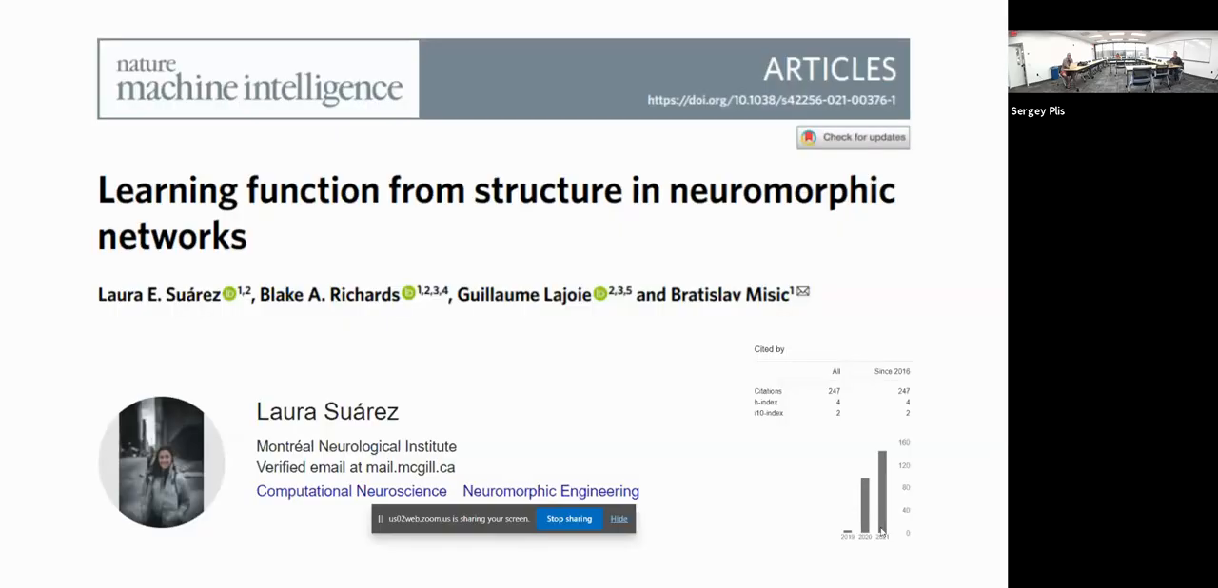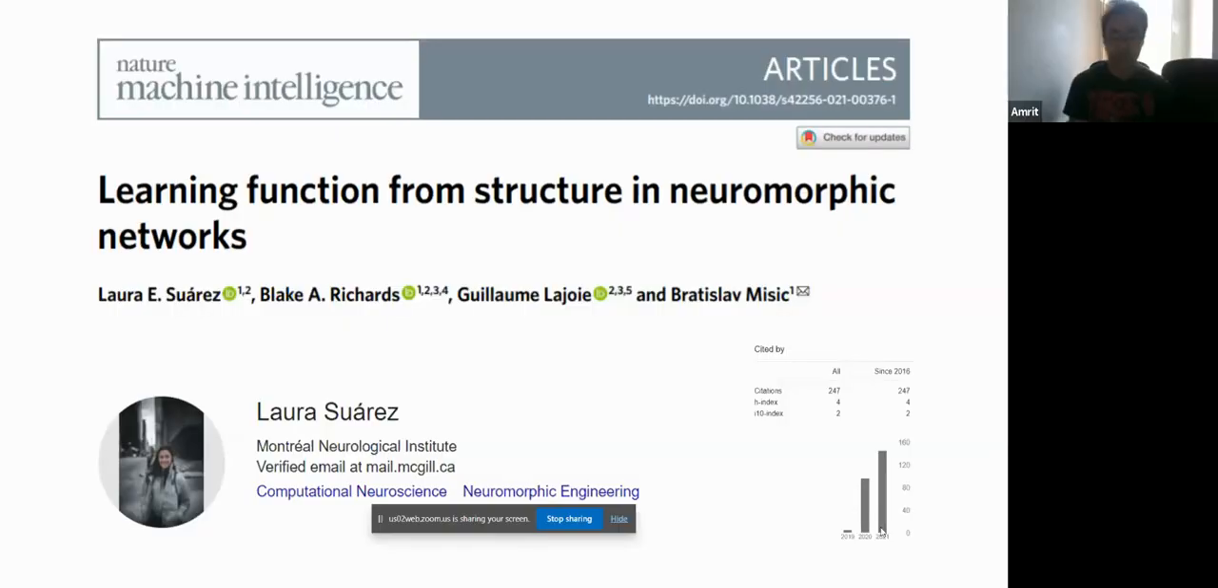Yep. All right. So the paper I'm going through is a paper that I think came out maybe last month or maybe 2 months ago. So it's very recent. And the title is Learning Function from Structure in Neuromorphic Networks.